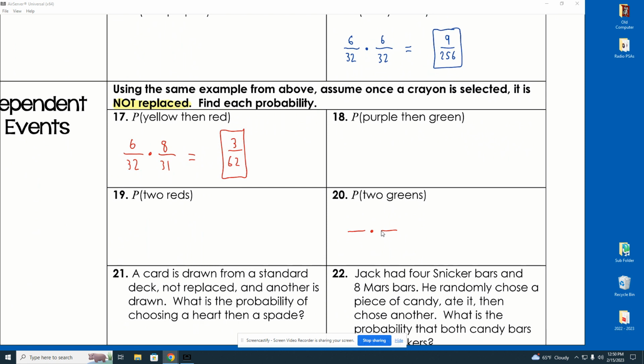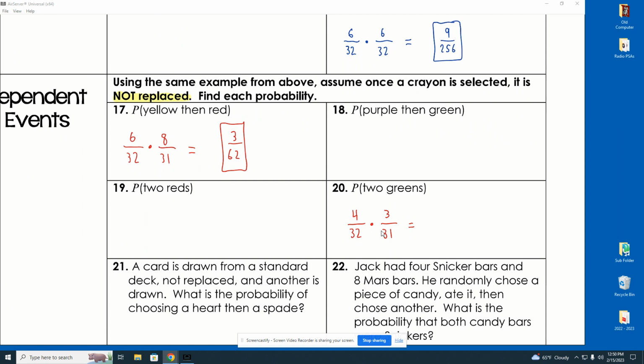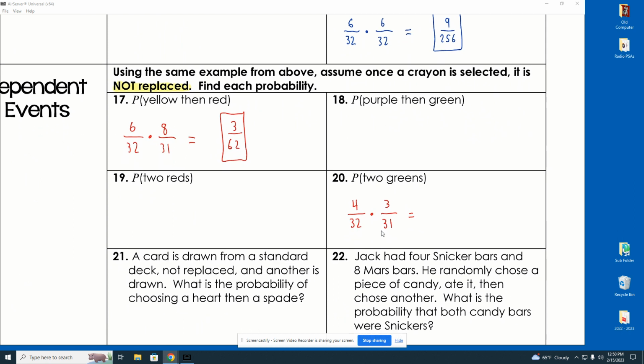So, 2 greens. I reach my hand down in there. How many crayons are in there? 32. How many are green? 4. I happen to have grabbed a green one. Well done. I had a 4 out of 32 chance. Not good. But I put that crayon down on the ground. I reached back into my bag. How many crayons are in there? 31. How many green ones are still in there? Just 3. See? Dependent events. So what's the key word we're looking for?